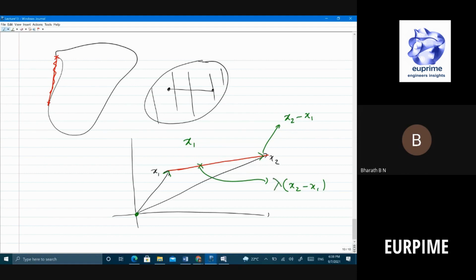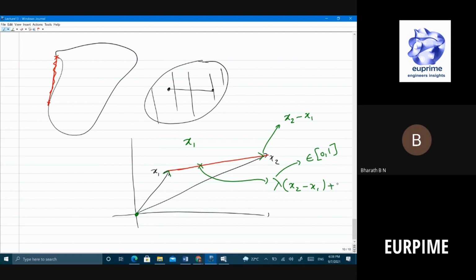Let me use the fraction lambda. So what is this lambda? Any number between 0 and 1. If I say 0, I'll stop at x1. If I say 1, I'll stop at x2. If I take something between 0 and 1, I'll be on this line. Do you agree? So what do you think is this point?